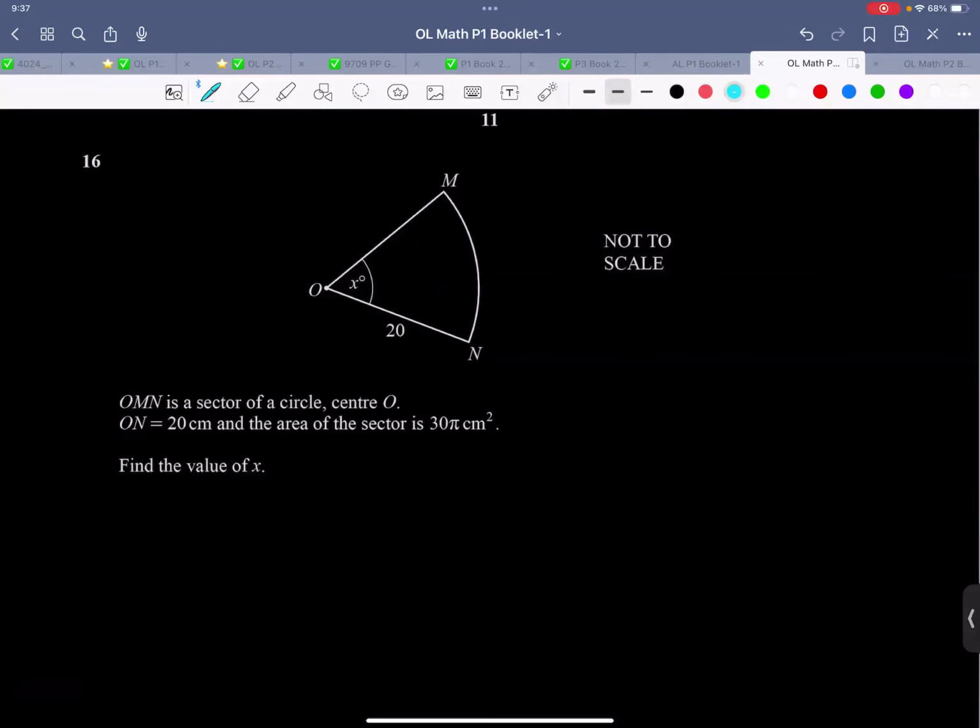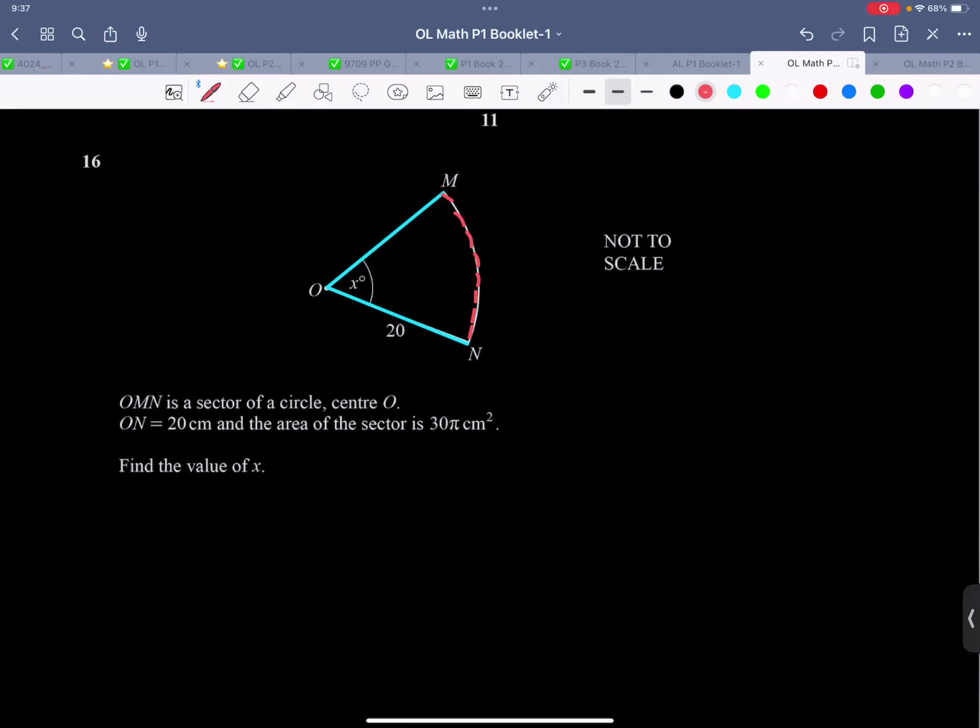Question 16. OMN is a sector of a circle with center O. ON is 20. So we should know that if ON is 20, that means it is the radius. So ON is the radius. OM is also the radius. And this one is the arc length. That's like this. And now what's the thing? The area of the sector is 30 pi.